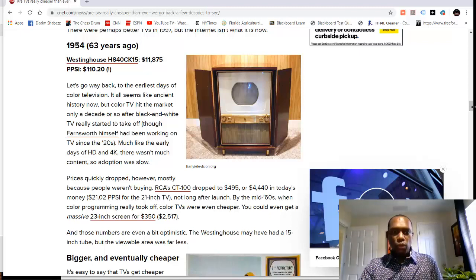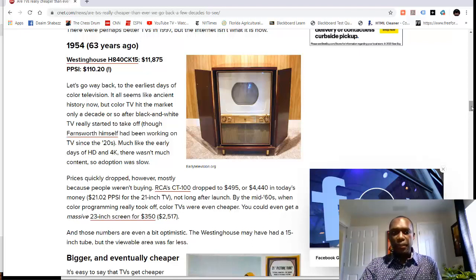And it says here, this one was a color TV. Some of the earlier models were, what was the price?